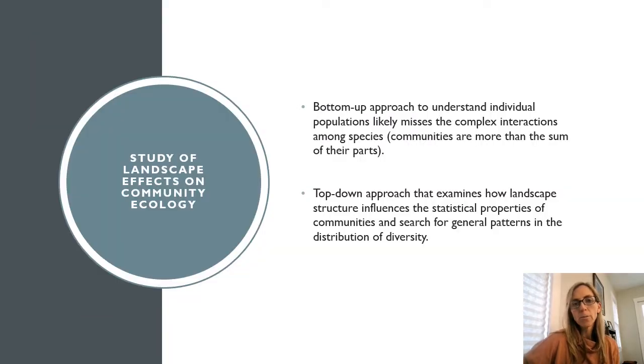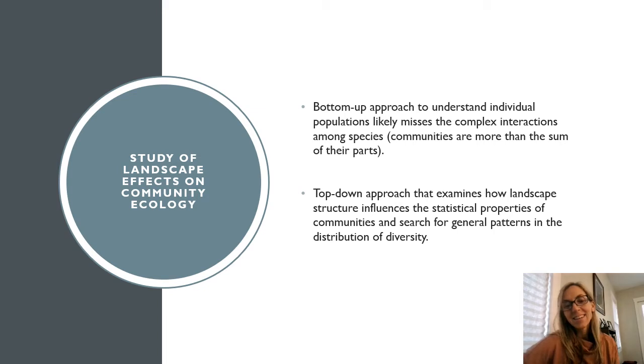So there are two ways to really study landscape effects on community ecology, and both are important. The bottom-up approach to understand individual populations usually misses the more complex interactions among species. We know that communities are more than the sum of their parts. However, it is important to be able to really fully understand individual populations that exist within a community.